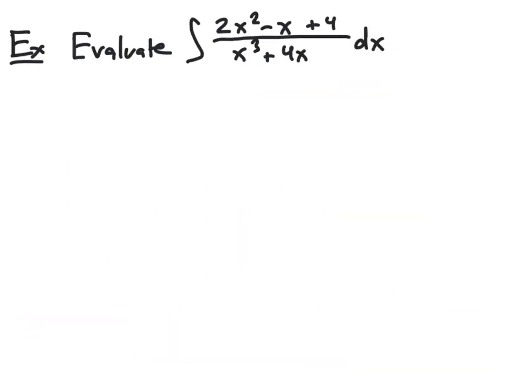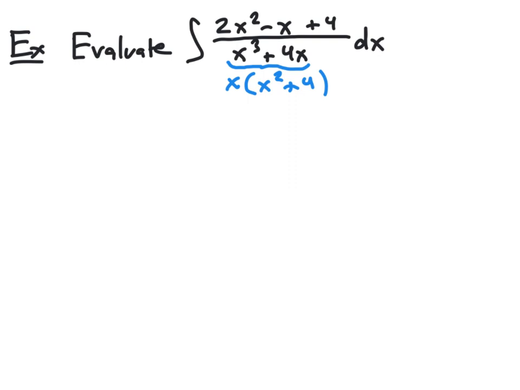In this example, we'd like to evaluate the integral of 2x squared minus x plus 4 all over x cubed plus 4x dx. Since our numerator has a smaller degree than our denominator, we can proceed with using partial fractions. The first step is to factor our denominator completely, and here we would factor out a common factor of x, and the resulting remaining factor would be x squared plus 4.